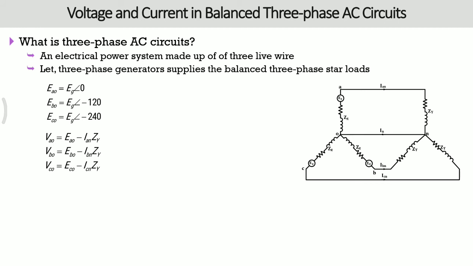Then EB0 is EG at the angle of minus 120 degrees, or you can also write positive 120 degrees. Then we have EC0, which is EG at an angle of minus 240. Then we have the terminal voltage at the load side. VA0 is equal to EA0 minus IAN into ZY.